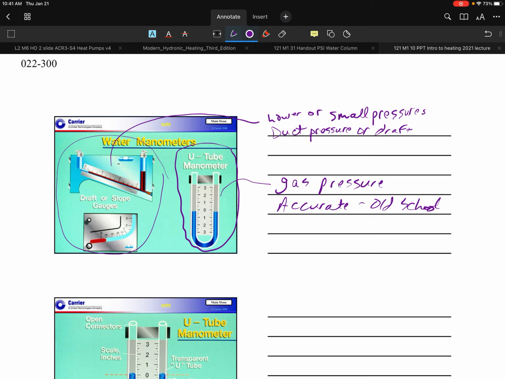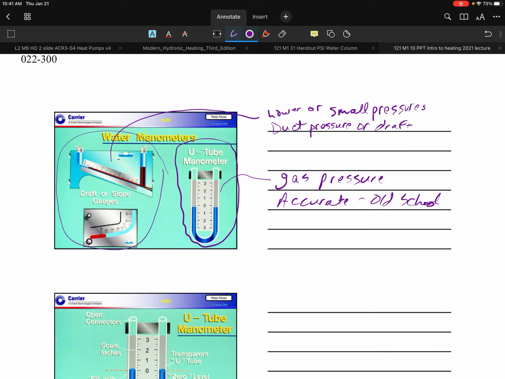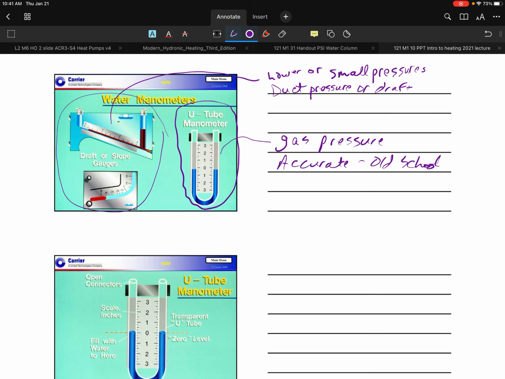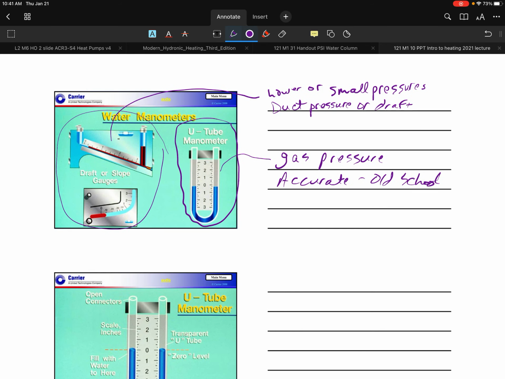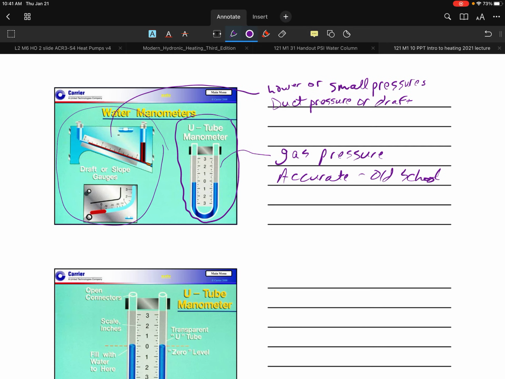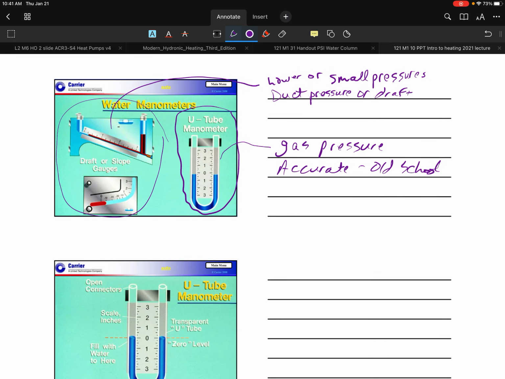One of the issues with that instrument is the fact that it has a fluid. If the fluid is water, we've got some problems with that. Water freezes, and every time I go to use it, I've got to add a little water to it, or it evaporates. So we use a lot of digital gauges now that are easier to use, and it gives you a direct reading.